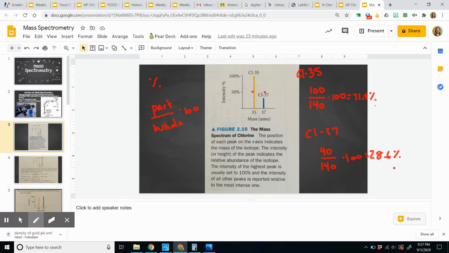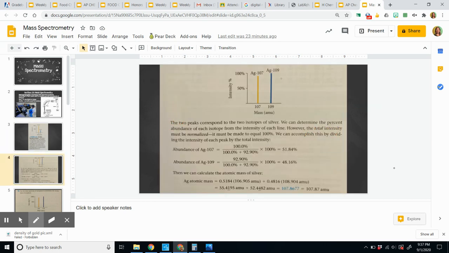In the next slide, we're going to use this percent abundance, change it to its decimal form, so 0.714, 0.286, to find the actual average mass. So to find the average mass, you're going to do what we just did. They found these percentages of the two isotopes of silver up here, Ag109, Ag107. They estimated the highest peak to be 100 and the slightly smaller one to be 92.9.